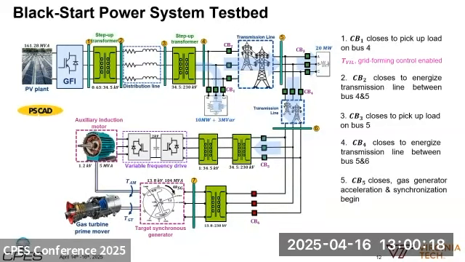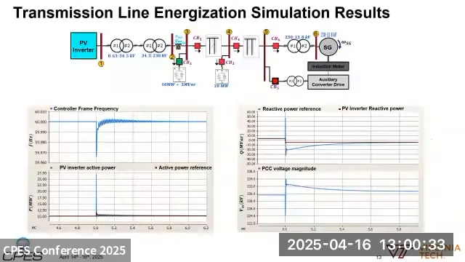And this is the beginning of the gas generator acceleration and synchronization. And after that, it is to connect the gas generator into the system, which is exactly the time when the power-sharing mode starts. So we can take a look.